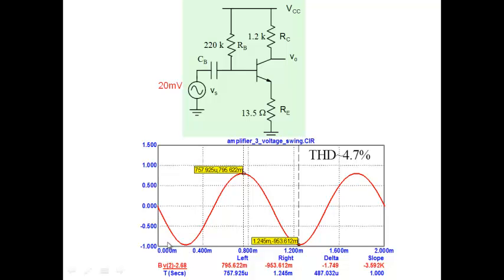Now the issue that was arising in some people's minds is, why am I getting lower distortion? So 20 millivolt I'm applying here and 10 millivolt is appearing here. Why am I not getting 10% distortion? Why am I getting roughly half the distortion that I'm expecting here?